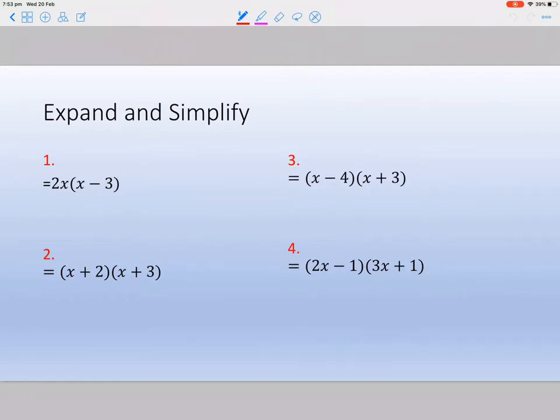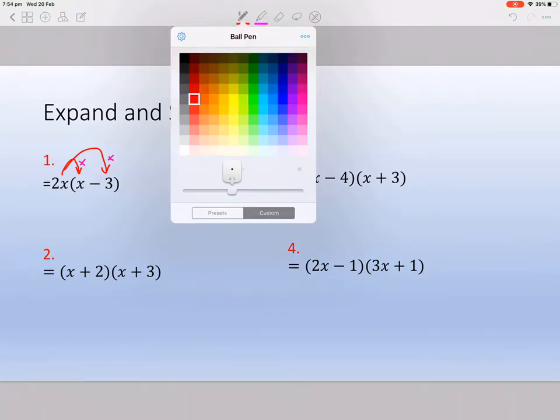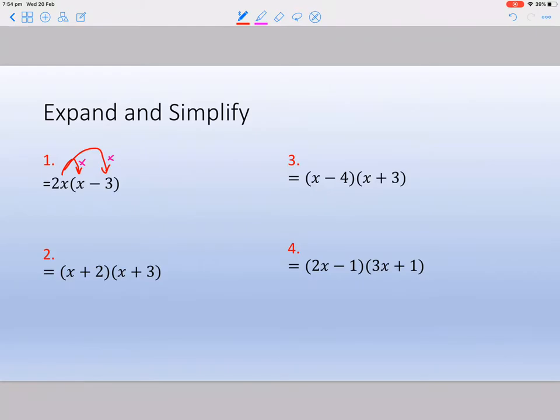Okay, so the first example is just straight up ski jumps. So we're going to go this times that and this times that. Now it's really important that we remember that there's a times in between. Okay, so I know that you go, oh yeah, I know how to do this. Well, let's practice.